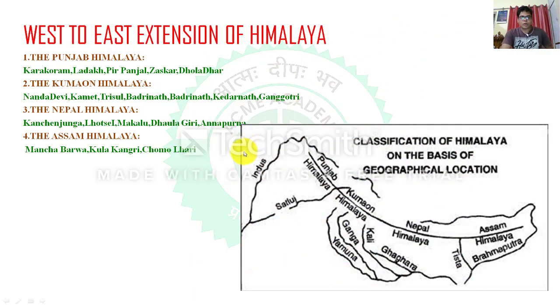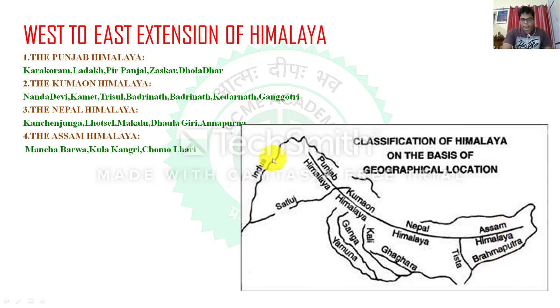Next, previously we discussed the mountain division of the Himalaya from north to south. We divided it into the Greater Himalaya, Middle Himalaya, and the Shivalik Himalaya from north to south. But if you want to divide the Himalaya from west to east, there are four divisions you can see. The first one is the Punjab Himalaya, the second is the Kumaon Himalaya, the third is the Nepal Himalaya, and the fourth is the Assam Himalaya.